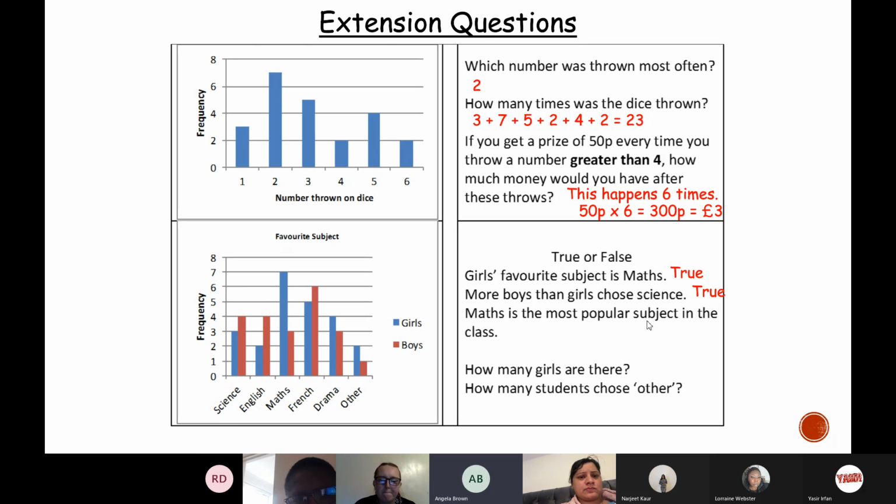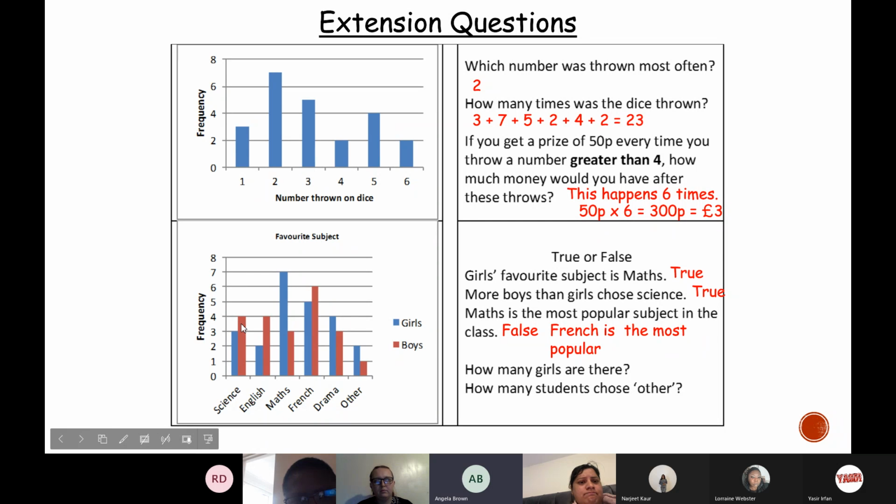Maths is the most popular subject in the class. No, because you can see if you add those up together, that's 7 and 3 is 10. But 5 and 6 is 11. So it looks like French is the most popular. French is the most popular.